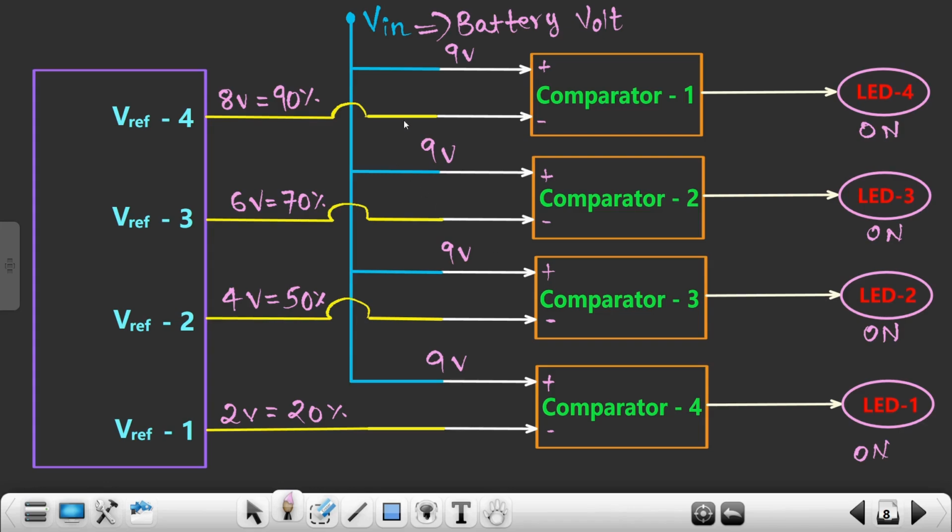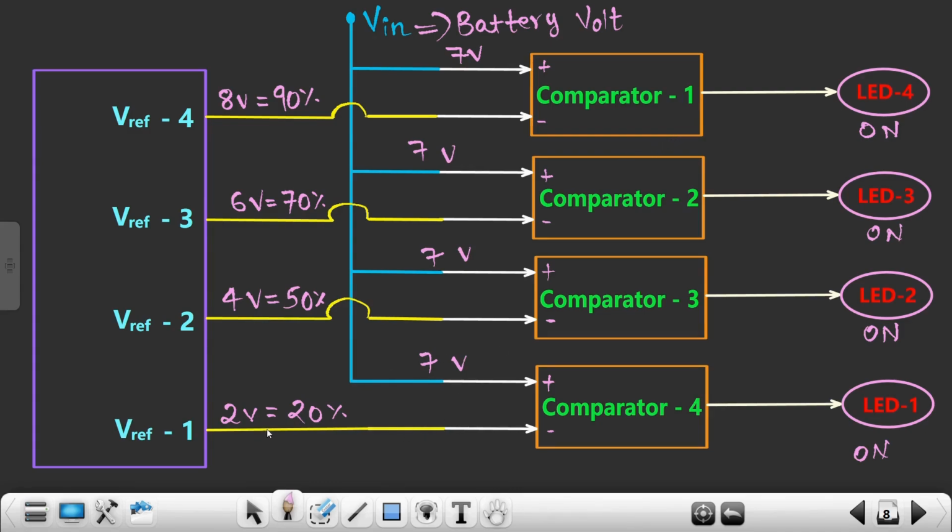Okay, so now let's suppose somehow this battery got discharged by some amount. Let's suppose this particular battery is now delivering 7 volts, right? So now the voltage will decrease by 2 volts and it will give 7 volts at the non-inverting terminal of all of these op amps, right? So now what is going to happen?